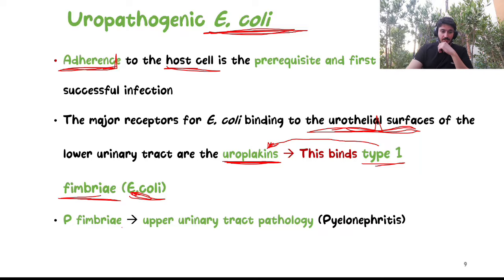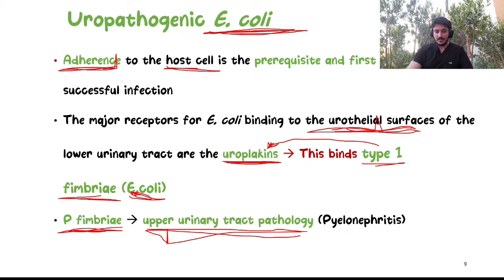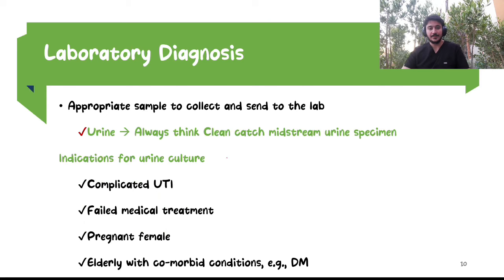P fimbriae, on the other hand, is a virulence factor that allows attachment to upper urinary tract pathology. So if you have pyelonephritis or they say upper urinary tract pathology, think of P fimbriae as the virulence factor.